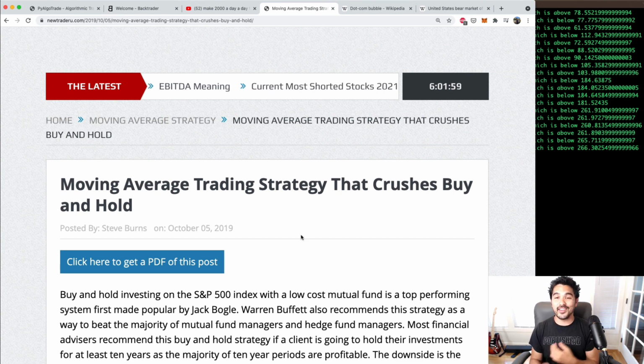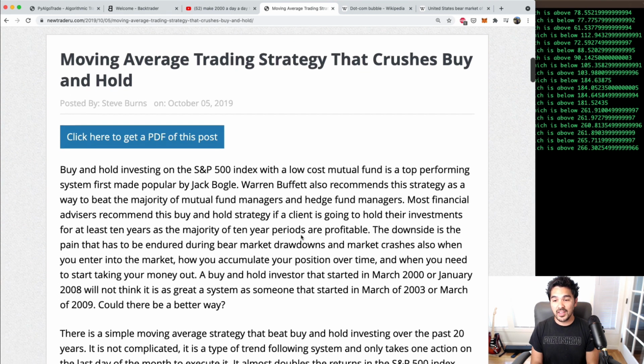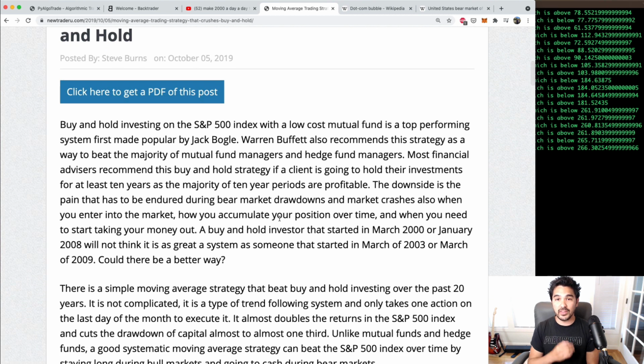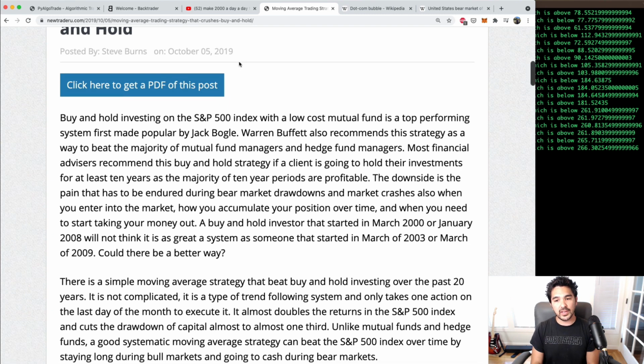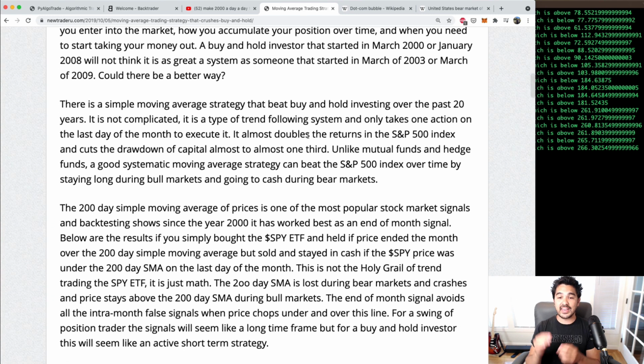And this strategy is actually super simple. All he did, over the past 20 years, so from the dot-com crash until the present day, or until when this article was written, was use an end-of-the-month strategy. So at the end of every month, if the price was below the 200-day moving average for SPY, the S&P 500, then you would sell.